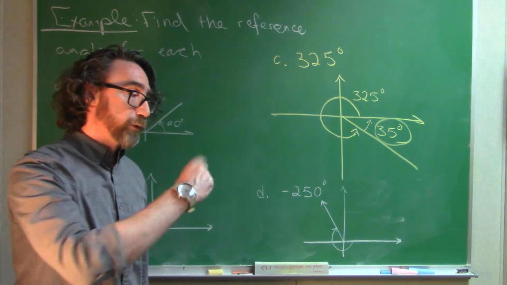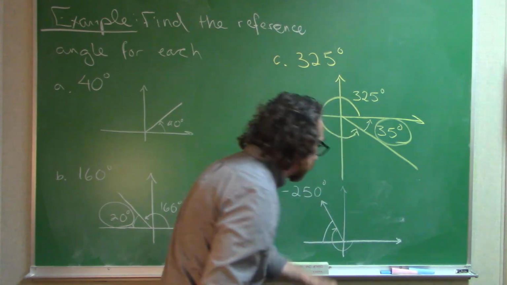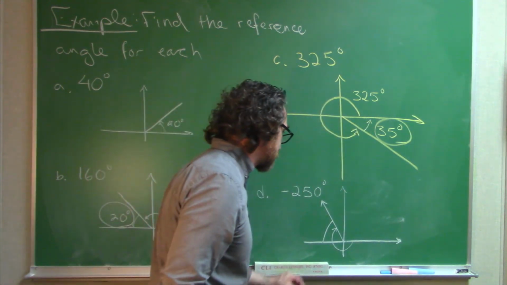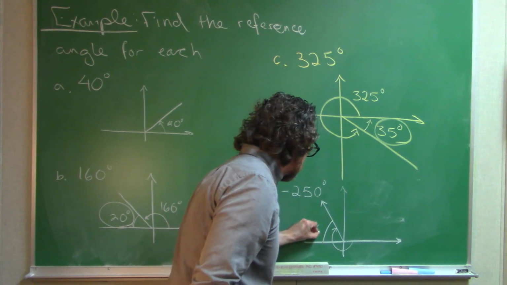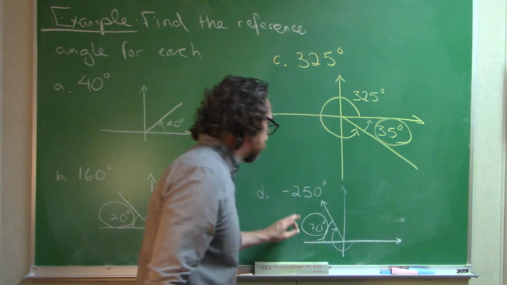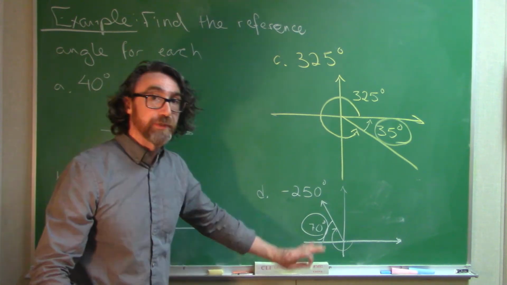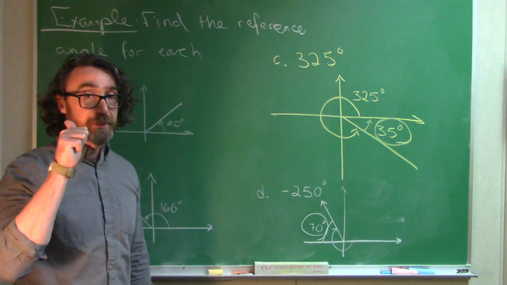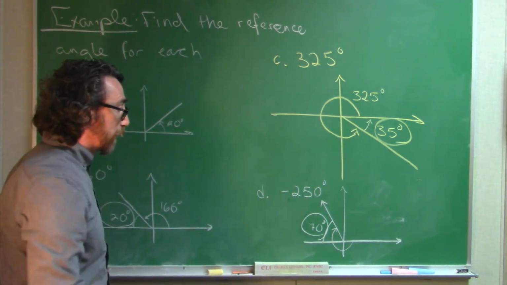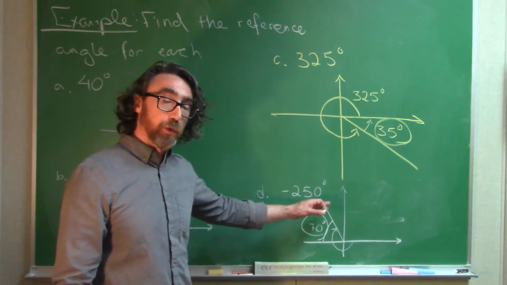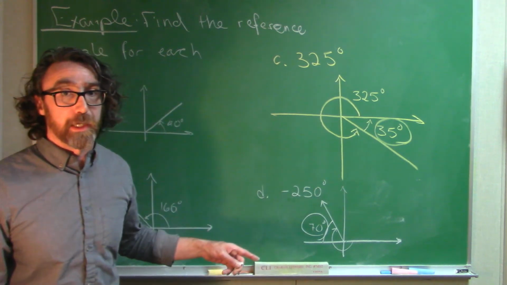Remember, we're always going to the closest part of the x-axis. This is negative 180, so that is an angle of 70 degrees. So you're dealing with an angle of negative 250, your reference angle is 70 degrees. So remember, reference angle is always an acute angle, and you find it by going to the closest part of the x-axis from your terminal side.